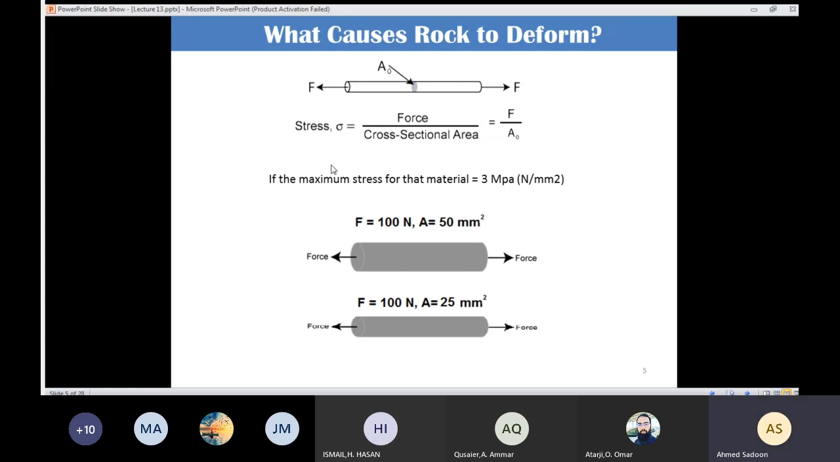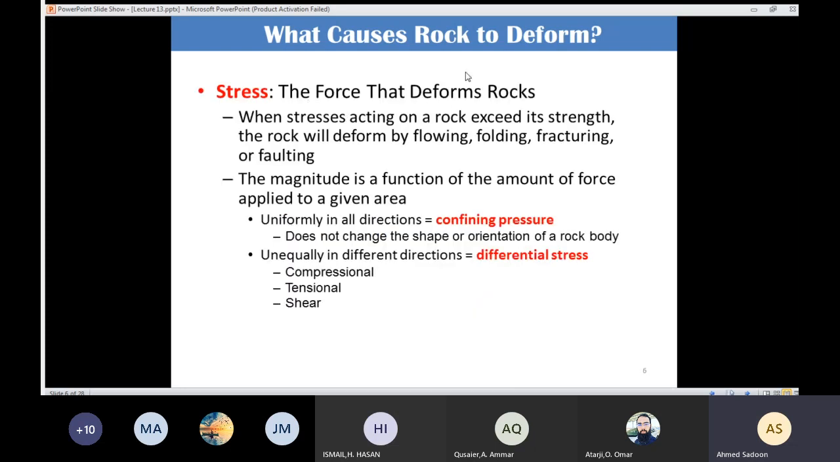So now we understand the concept of stress: why we have stress, how to calculate it, and why it is very important. Rocks are going to be subjected to stress, and as a result we are going to have deformation. So stress is a force that deforms rocks, and when the stresses acting on a rock exceed its strength, the rock will deform by flowing, folding, fracturing, or faulting, which means that some kind of failure is going to take place because the stress is more than its ultimate capacity.